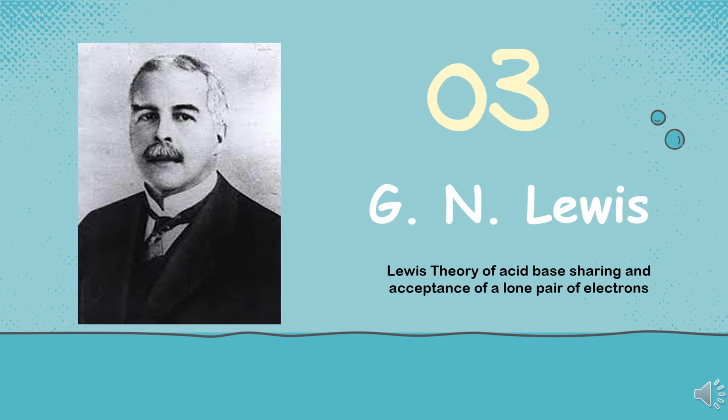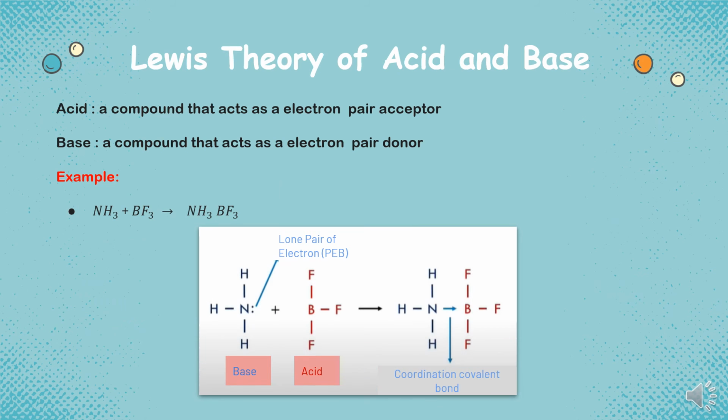Last but not least, the theory according to G.N. Lewis. Lewis theory of acid-base: sharing and acceptance of a lone pair of electrons. Lewis theory of acid and base. Acid, a compound that acts as an electron pair acceptor. Base, a compound that acts as an electron pair donor. Example, NH3 plus BF3 forms NH3BF3.